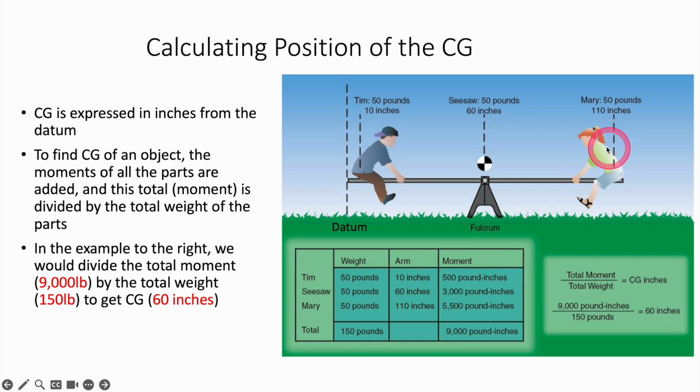So between the kids and the seesaw, the total weight is 150 pounds, and the total moment, or force, is 9,000 pounds. So then 9,000 divided by 150, the center of gravity is 60 inches. So that's why the center of gravity here ended up 60 inches from the datum point.